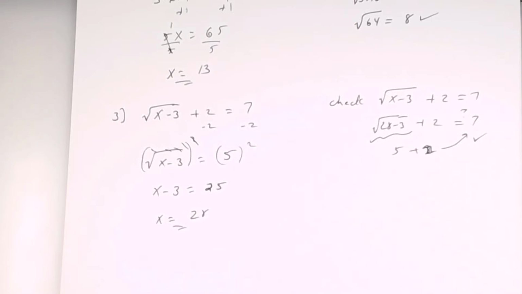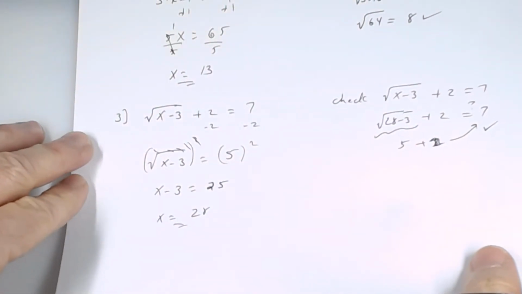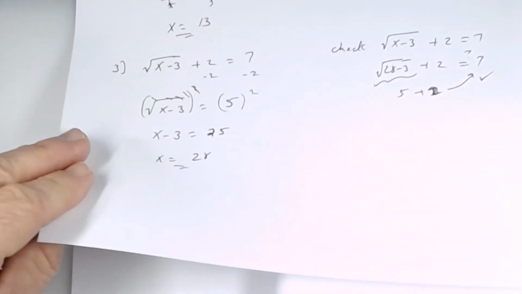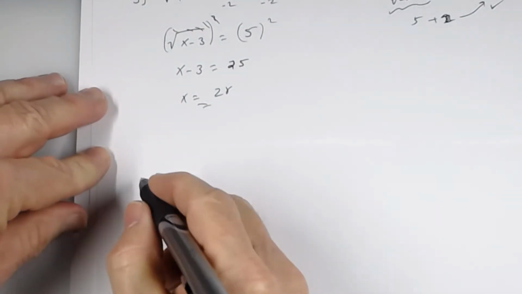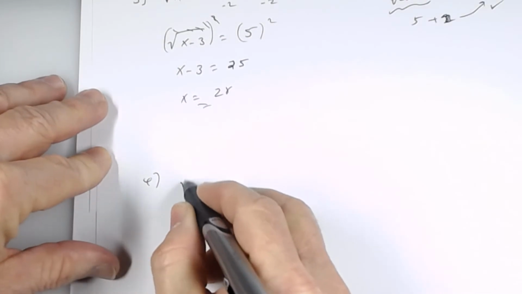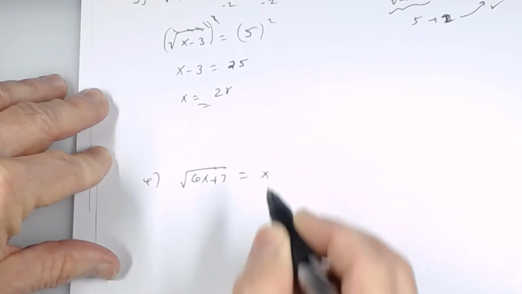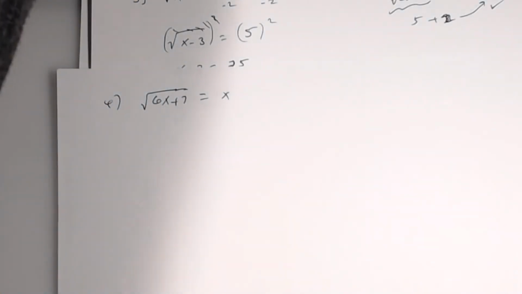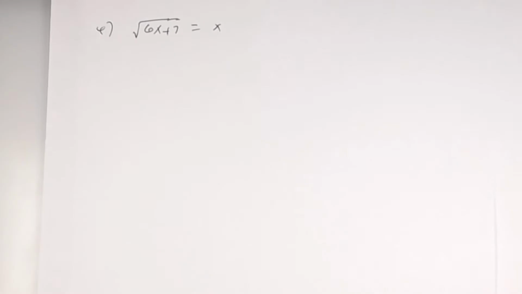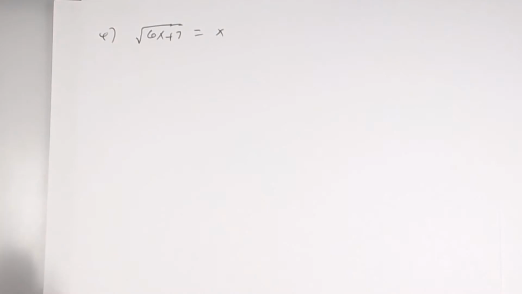All right, now let's look at number 4. You have the square root of 6x plus 7 equals x. The square root of 6x plus 7 equals x. All right. Is step 1 already done for you? Yep, it's already done for you. So step 2 says I have to do what to both sides? Square both sides. All right, so you square both sides.